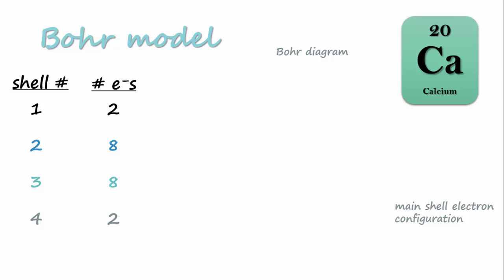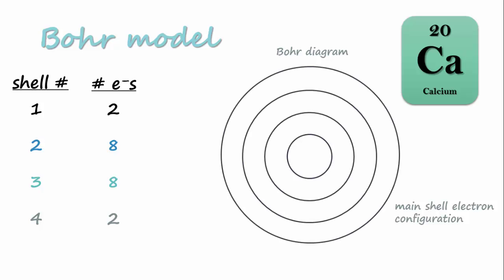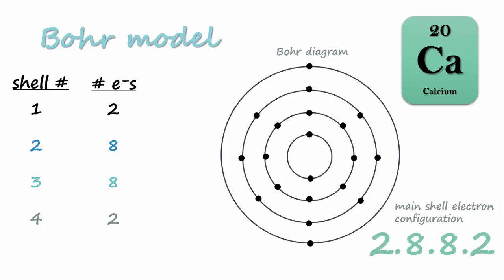Our last example is going to be calcium, which has 20 electrons. In this case, we'll need 4 energy levels. The first 2 electrons will be in shell 1, the next 8 in shell 2, the following 8 in shell 3, and the last 2 in shell 4. This gives the electron configuration as 2.8.8.2.